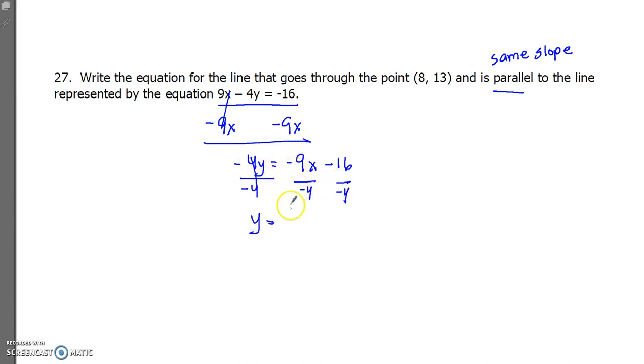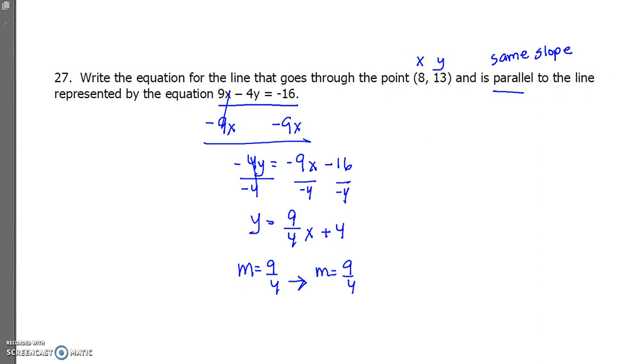So a negative divided by a negative is a positive. But 9 won't reduce by 4, so that stays. And -16 divided by -4 is a positive 4. So my slope is 9 over 4. I need my slope to still be 9 over 4 if they're going to be parallel lines. And then I have this point.